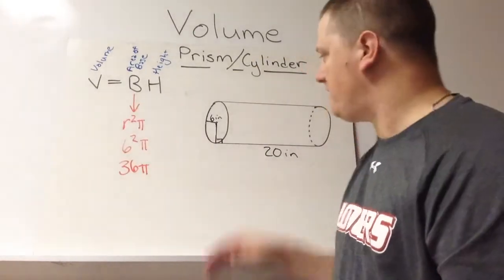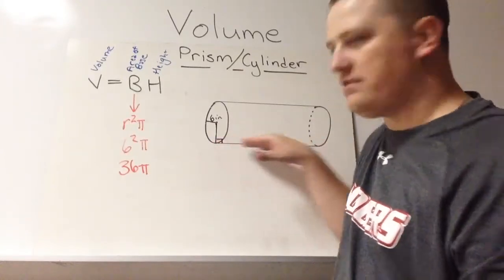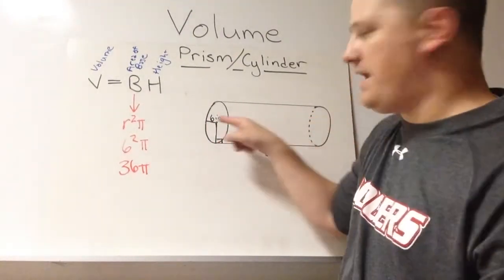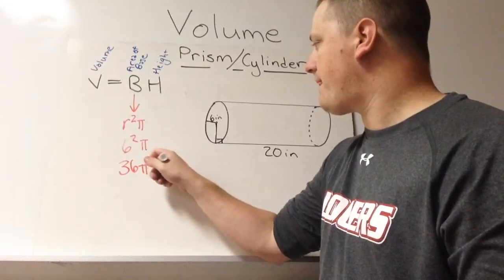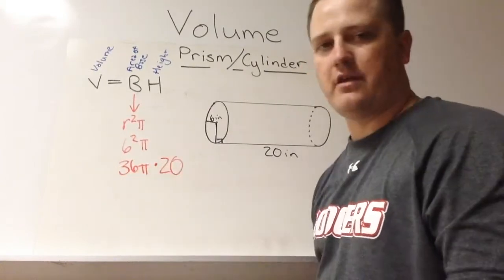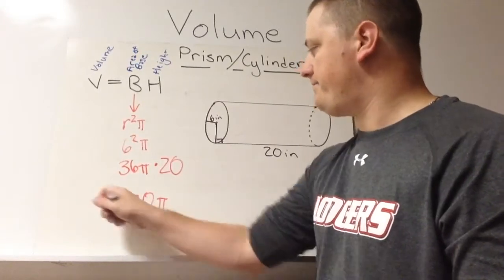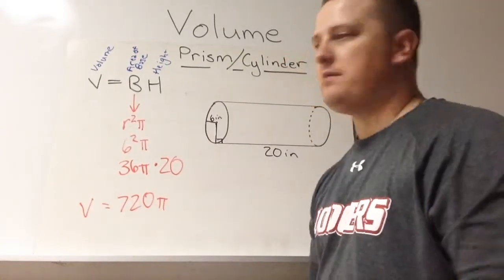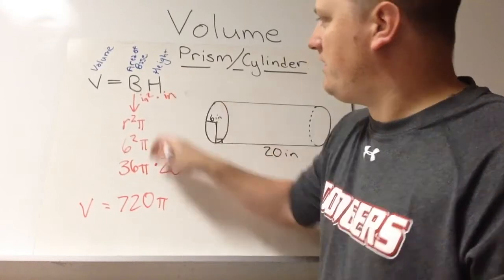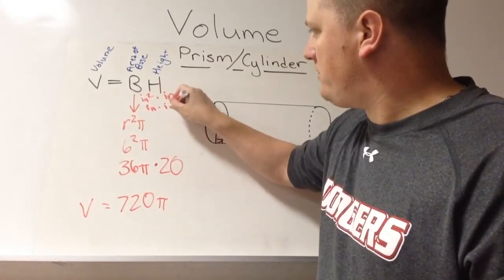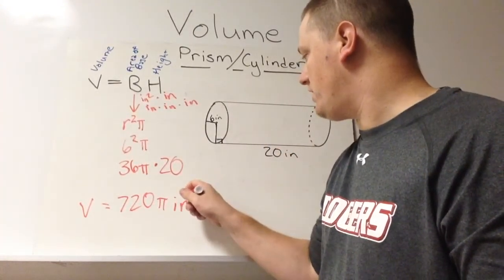Our height has to be a right angle, so here I have a radius and a right angle shown with this distance right here. So this distance is our height, because it's going from base to base. So the height takes us from base to base. So we've got times 20. So 36 times 20 would be 720 pi. That's going to be our volume. And because area is inches squared times a height of inches, this would be inches times inches times inches. So 3 inches makes inches cubed.